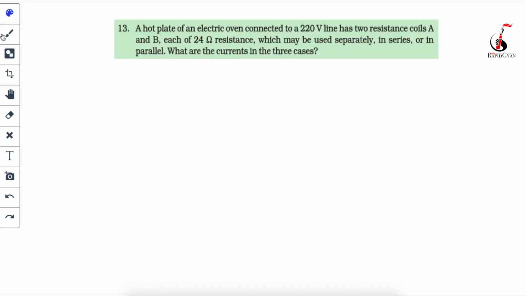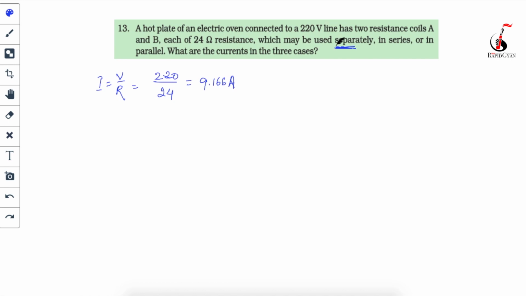So see here, if they are going to be used separately, it's very simple. What's the formula of current? Current is equal to potential difference upon resistance. What is your potential difference? 220 volt, divided by your resistance, which is 24. If you solve, you will get 9.166 ampere. That's your answer for the first case, when they are used separately.